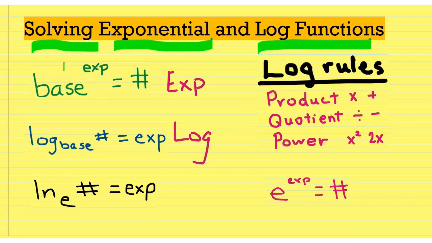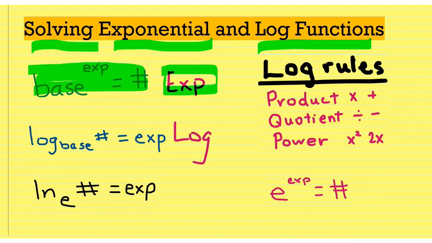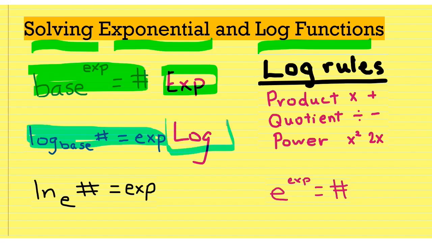We need to remember a few things. This base to an exponent equal to some expression is our exponential form, and our log base to some expression of some expression is equal to the exponent. That is our log form. And we need to remember that we can toggle between the two. We can go from exponential to log or from log to exponential, and sometimes in solving these functions, we need to toggle between the two.